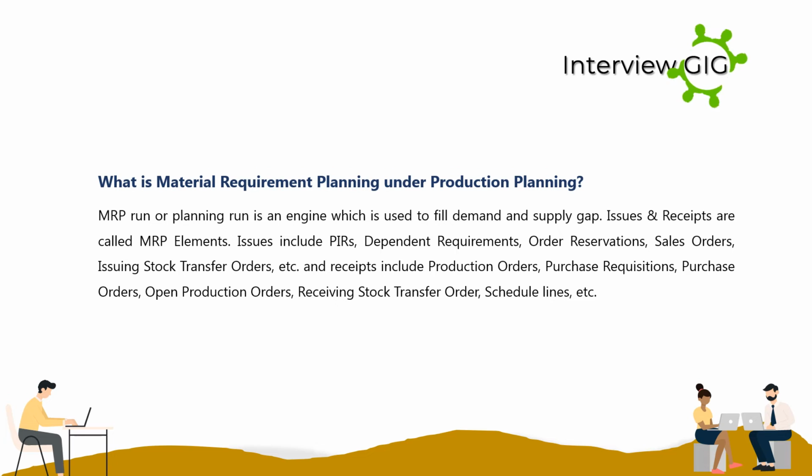What is material requirement planning under production planning? MRP run or planning run is an engine which is used to fill demand and supply gap. Issues and receipts are called MRP elements. Issues include PIRs, dependent requirements, order reservations, sales orders, issuing stock transfer orders, etc. and receipts include production orders, purchase requisitions, purchase orders, open production orders, receiving stock transfer order, schedule lines, etc.